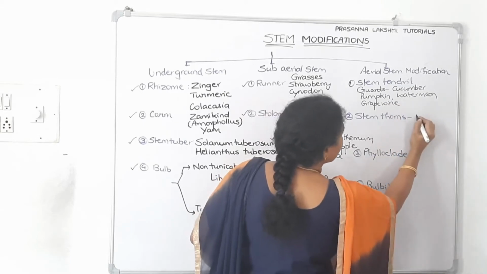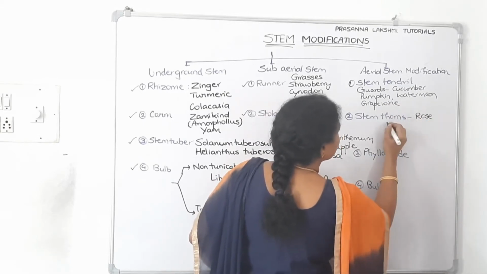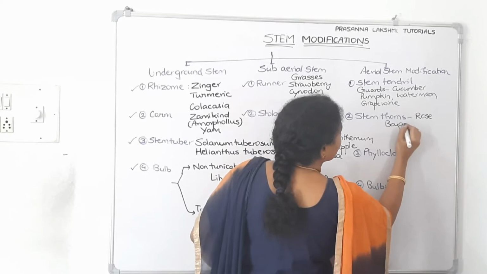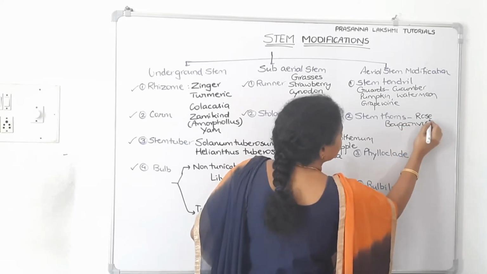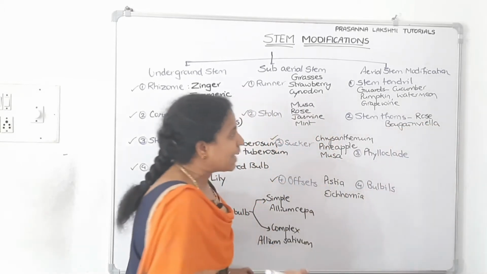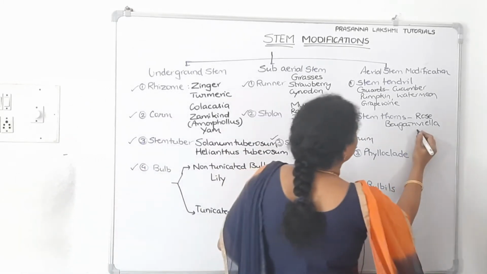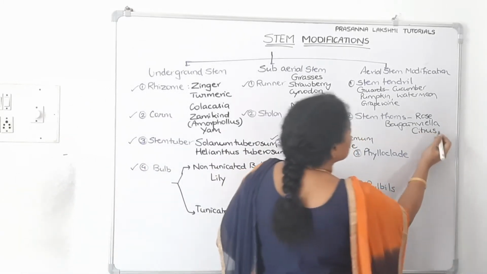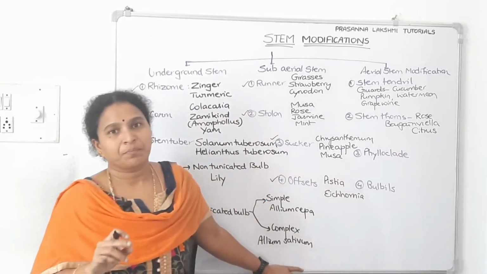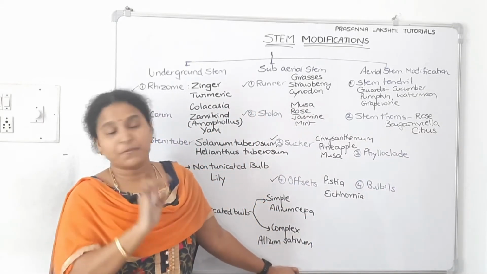For stem thorns, we can go with rose, bougainvillea. Bougainvillea is one example, the rose is another example, and citrus is also an example. Citrus is a stem thorn. Cactus is a leaf getting modified into spine.